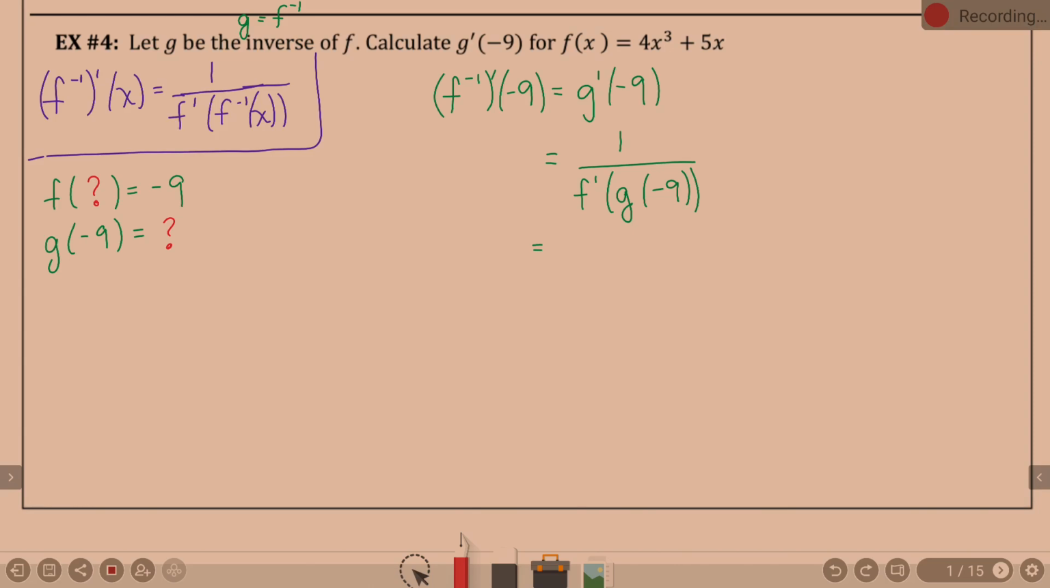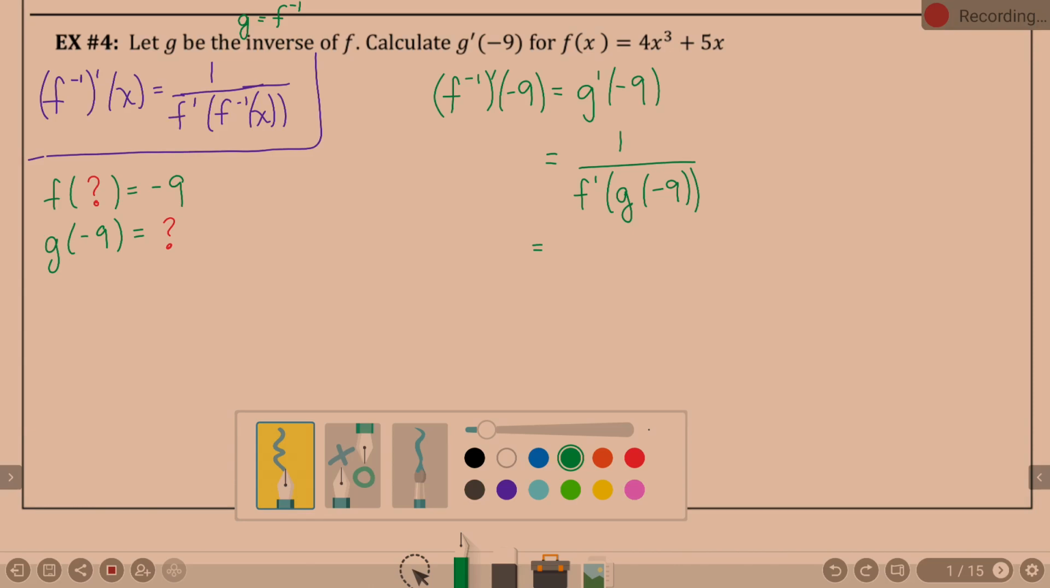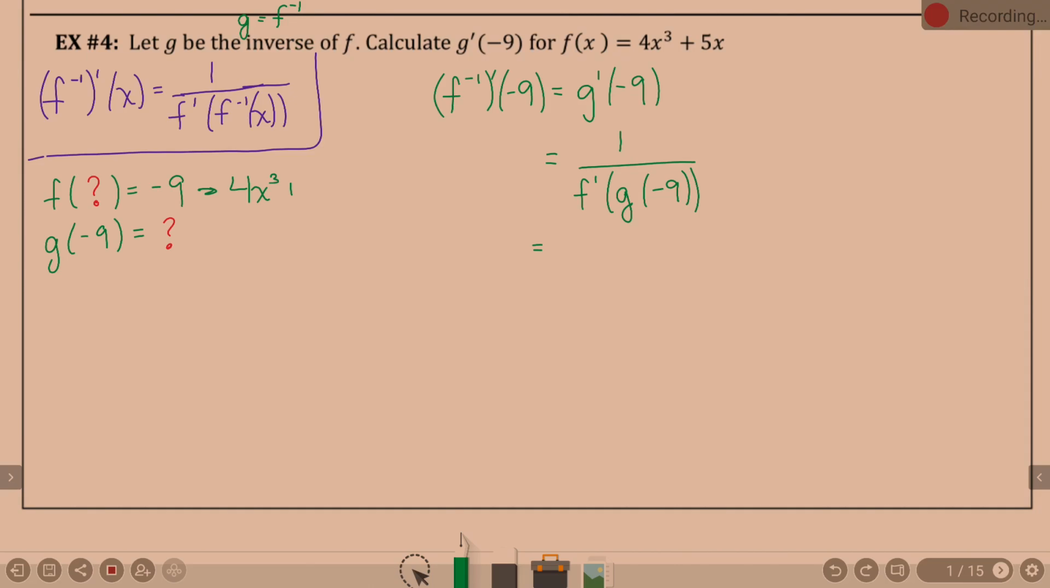So in order to do that, I'm going to go with this first piece. That f of something equals negative 9. What is f? F is 4x cubed plus 5x equals negative 9. And I think this might be part of the reason she did an alternate method here. I'll agree. There's not a good solving technique. But just look at it. Stare at it. Can you come up with what x could be? What x will make this equation true of 4x cubed plus 5x equals negative 9?